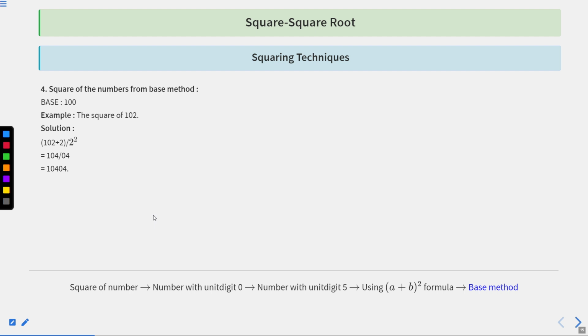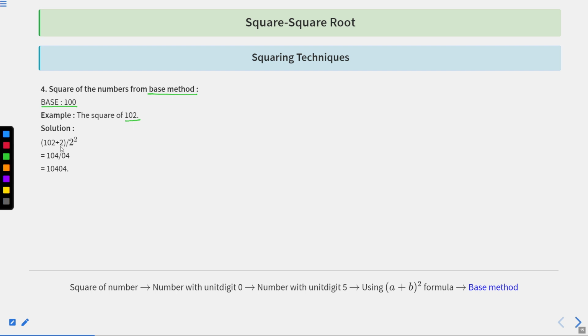So now we are going to see how to find the square of numbers using the base method. So for example, if the number given to you is close to 100, then how are you going to find the square of the number? So for example, you have the number 102. So 102 plus 2, okay.